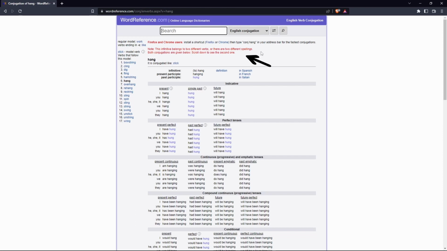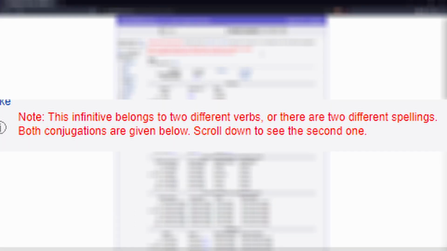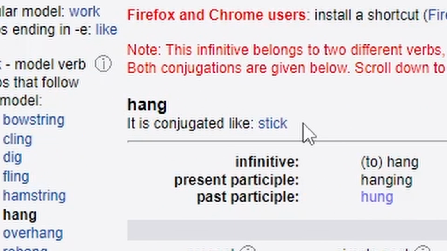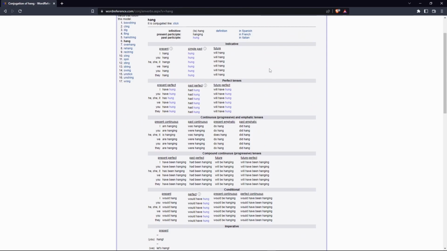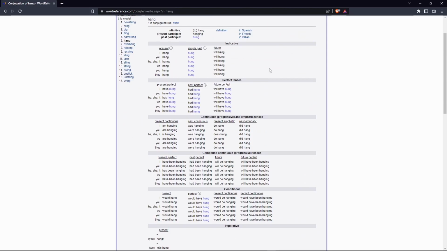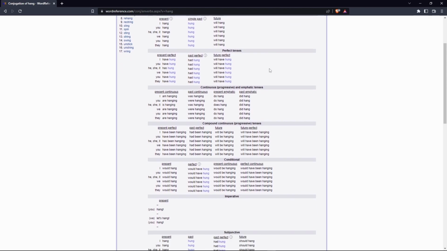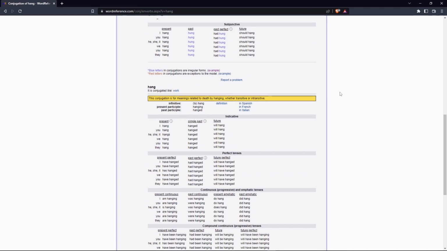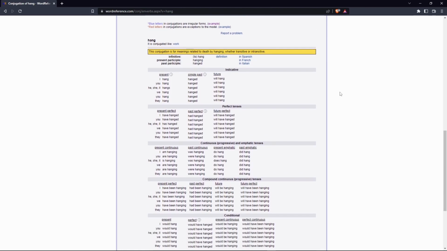If you notice at the top immediately we have a red note that says there are two conjugation tables for this verb. The first conjugation table, it tells us actually that it is conjugated like the word stick. In this form, we have hang in the past tense, it is hung, and you have the table just like we saw before. Scrolling down, now we have the second table.